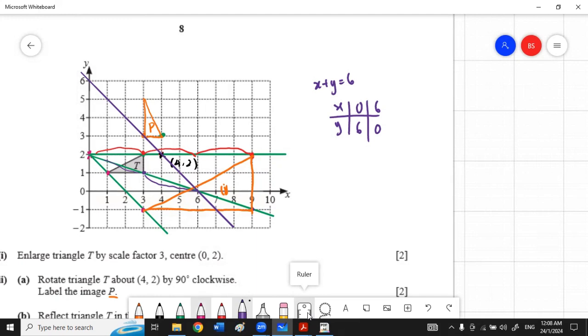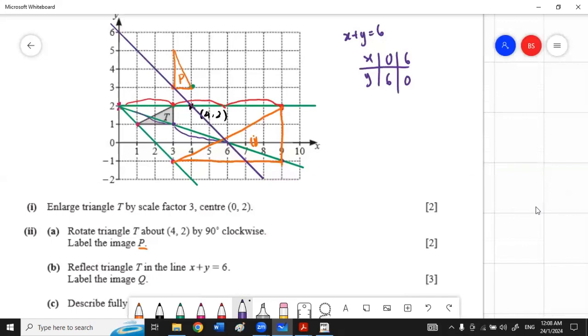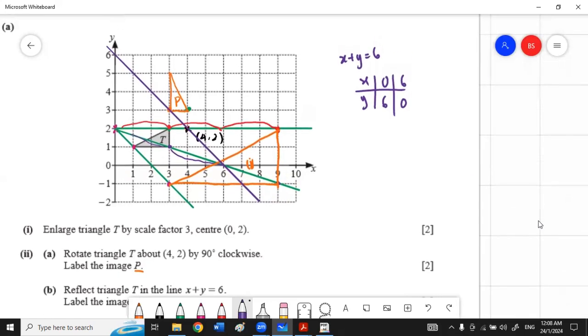Okay. Now to reflect T in x plus y equal to 6. So reflection here, the image should be here. This will be Q.